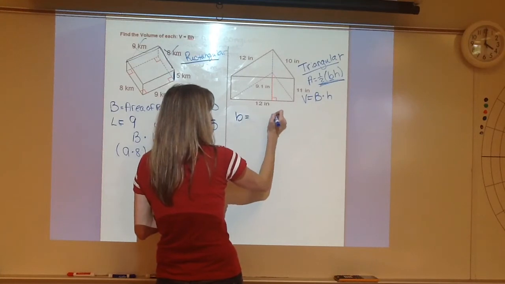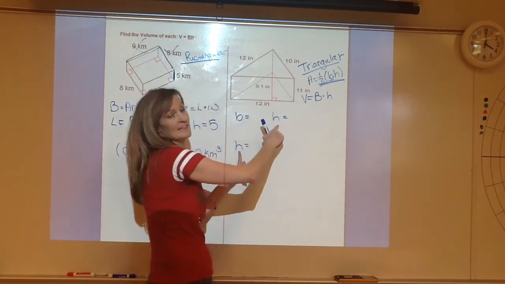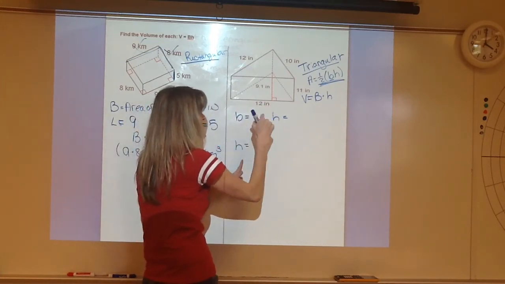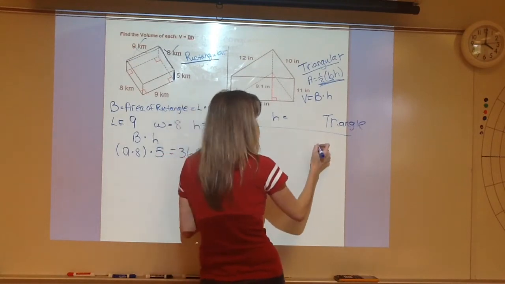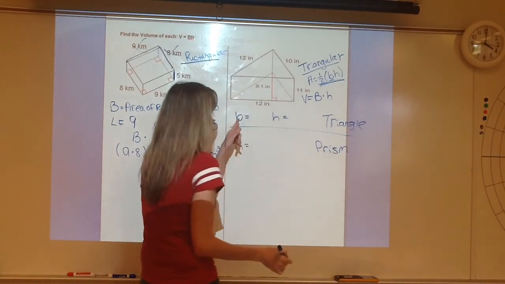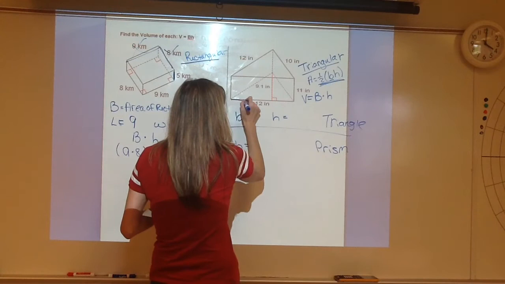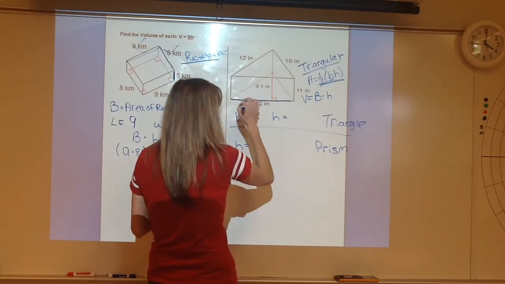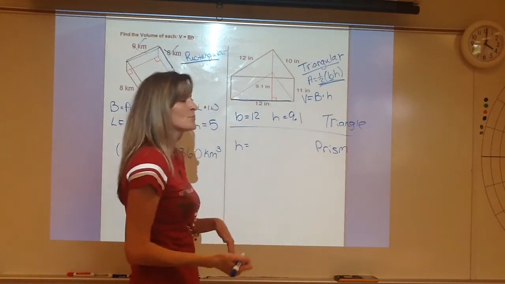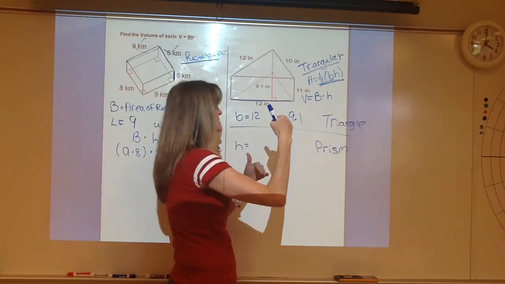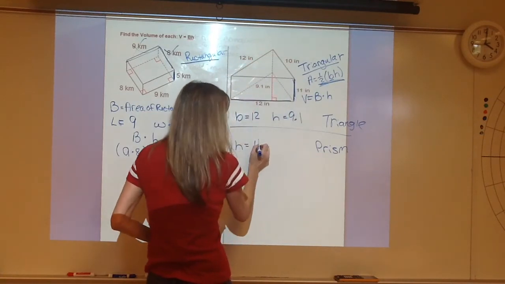So I need to figure out my base and my height of the triangle. And then I have to find the height of the prism, which is totally different from that H. Those H's are not the same. This is the base and the height of the triangle. This is the height of the prism. Okay, so the base and height of the triangle, well, they make a 90-degree angle. So my base of my triangle is 12, because it's the bottom of my triangle, and the height of my triangle is 9.1. All right, the height of the prism is the distance between my bases, the distance between my top and bottom. So here's my top, here's my bottom, here's the distance between them. So the height of that is 11.